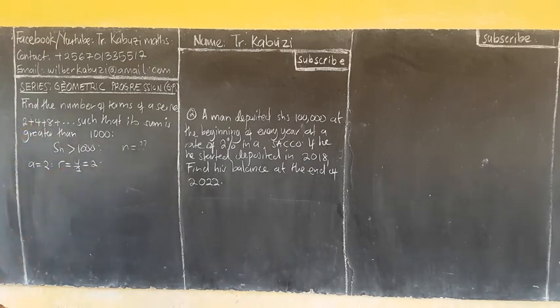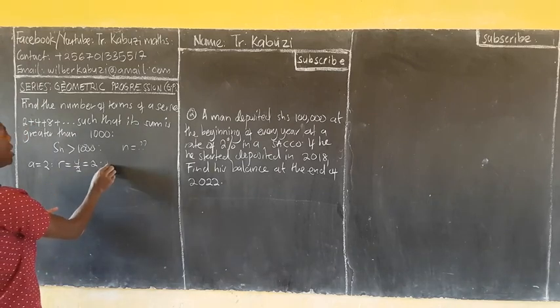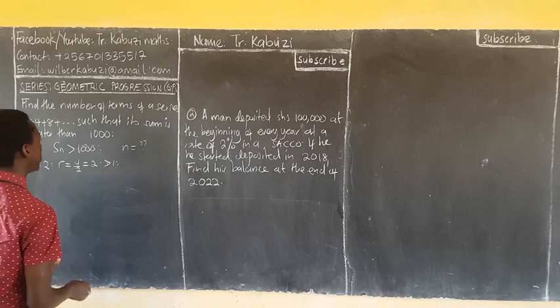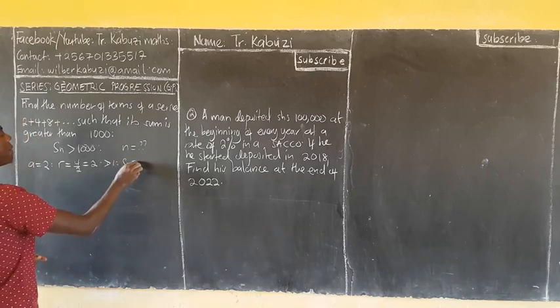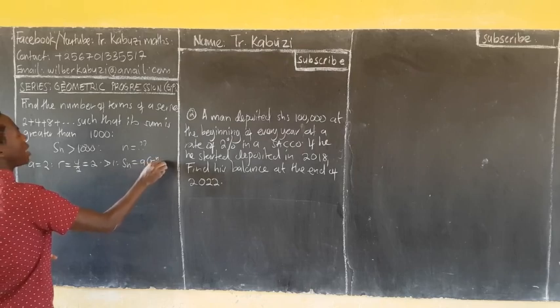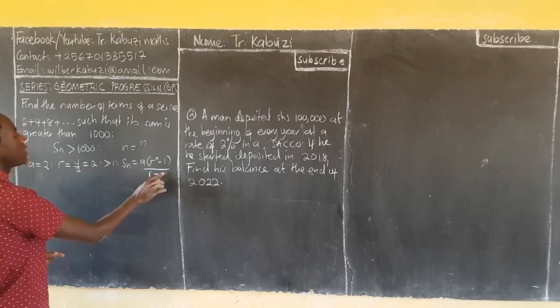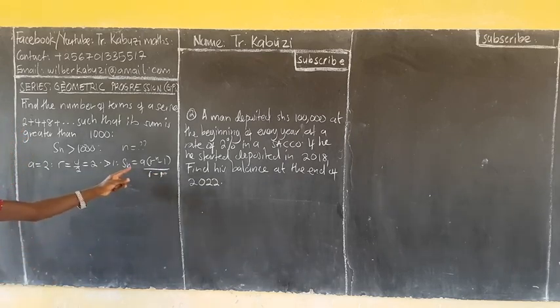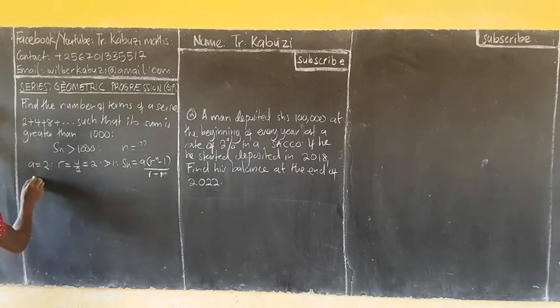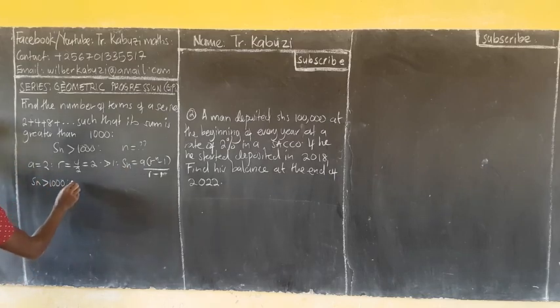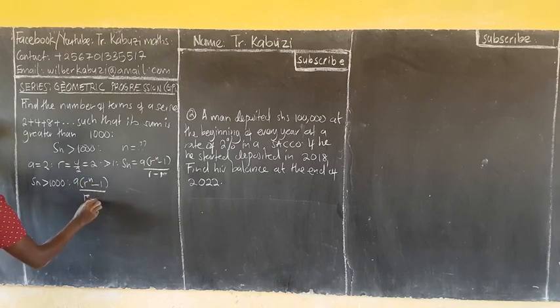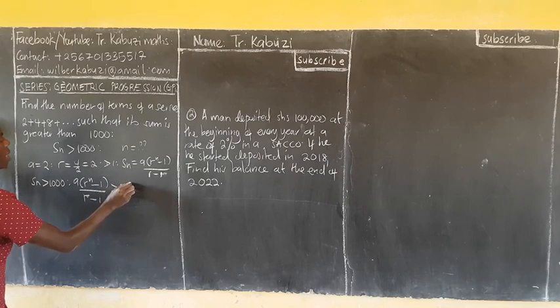So from here the formula we are going to use, since our r is greater than 1, is the sum Sn equals a into r^n minus 1 over r minus 1. This is the formula that we are going to use. So they want this sum to be greater than 1000. Meaning that if my Sn is greater than 1000, I have to substitute: a(r^n minus 1) over r minus 1 should be greater than 1000.